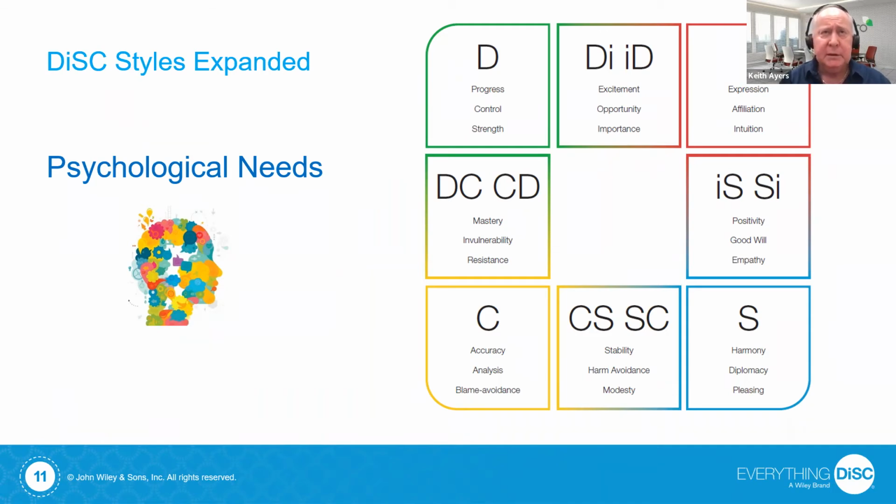Now, this DiSC styles expanded. There's a booklet that we've been able to create with Wiley's help to provide detailed information about each of these needs. So if you look in the report, pretty much all of the scales have a 1-page report. So for me, the ISSI scale, there's a section for each of those 3 needs: positivity, goodwill, and empathy.